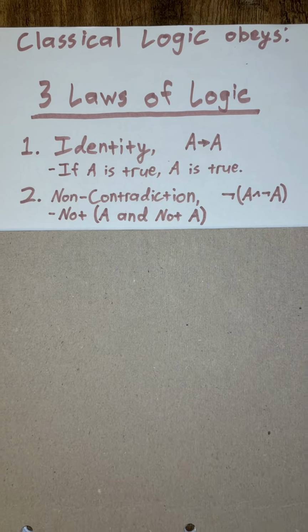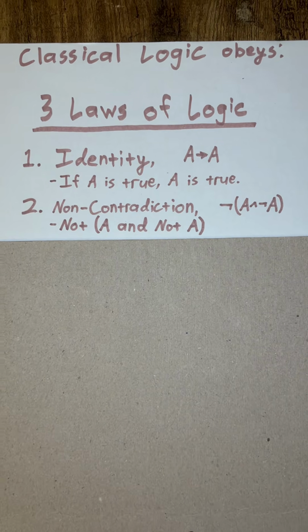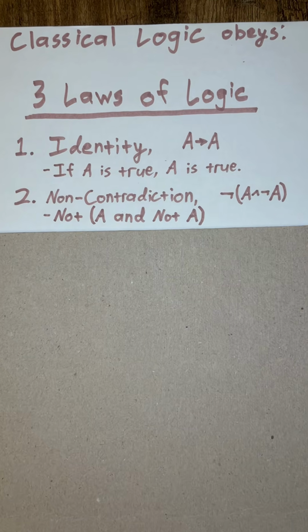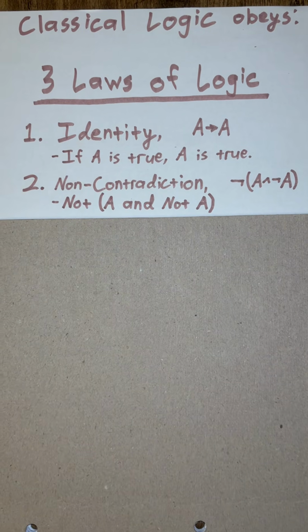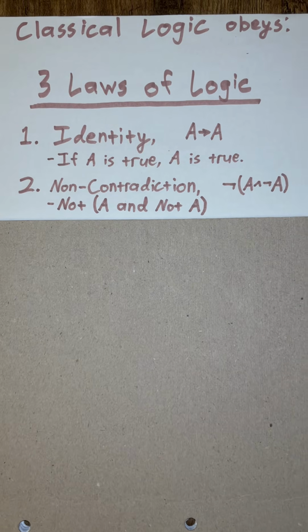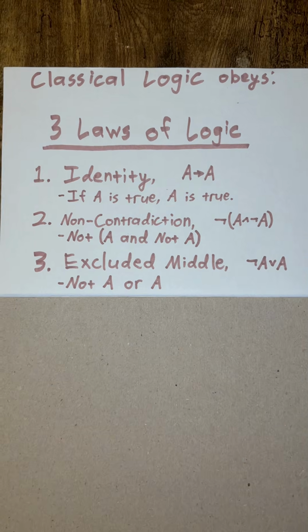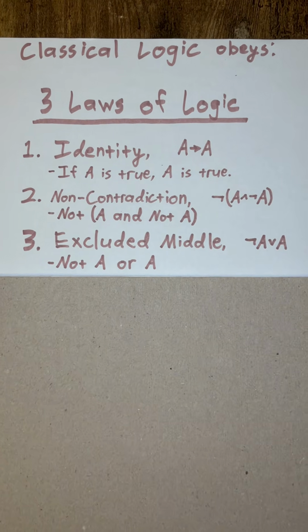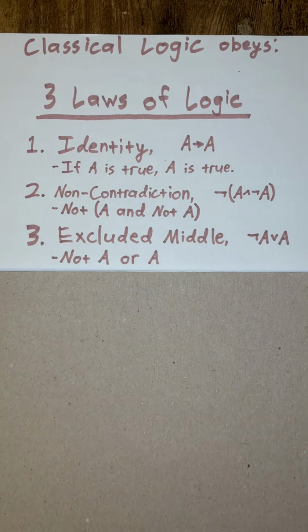The second law is the law of non-contradiction. It says that you cannot have A and not A. So you cannot have that 2 plus 2 is equal to 4 and that it is not equal to 4. The third law is called the law of excluded middle. This says that you must have either not A or A.